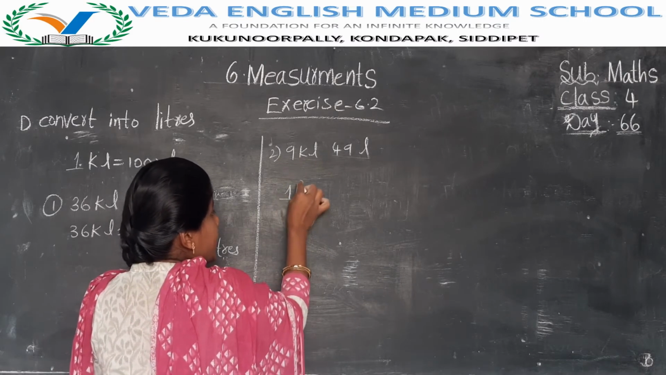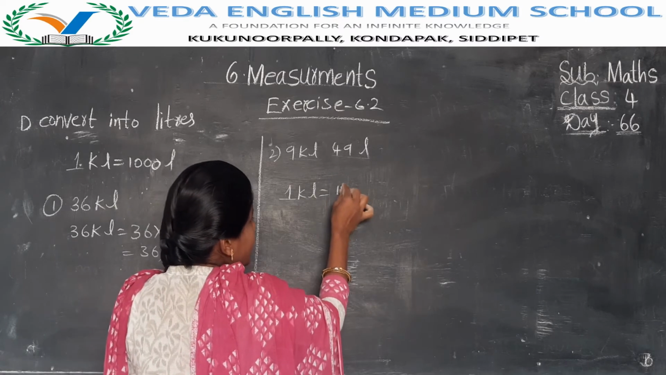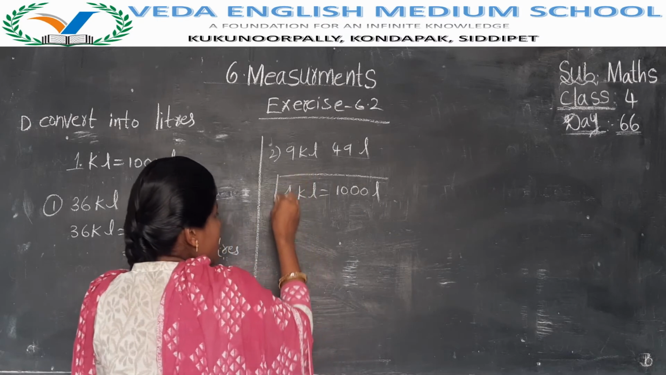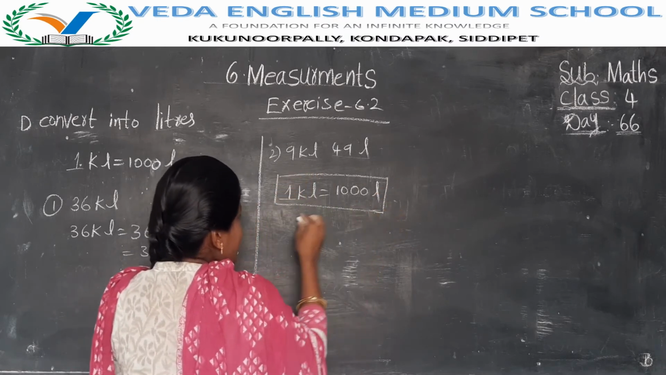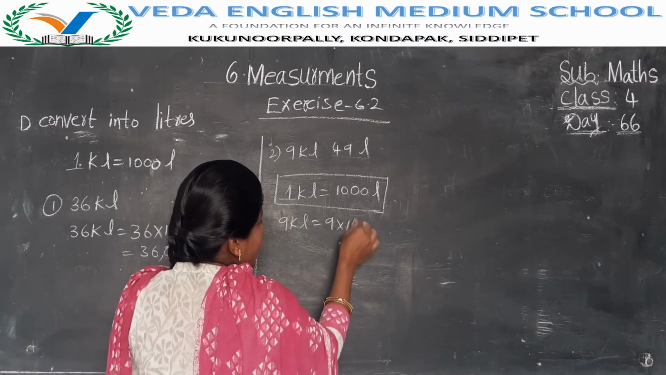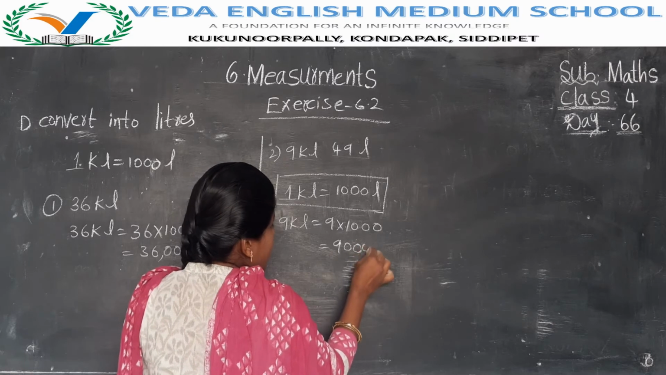To convert kiloliters into liters, what we have to do? We have to multiply the 9 with 1000. Why do we have to multiply with 1000? Because 1 kiloliter is equal to 1000 liters. So 9 kiloliters is equal to 9 into 1000, which gives 9000 liters.